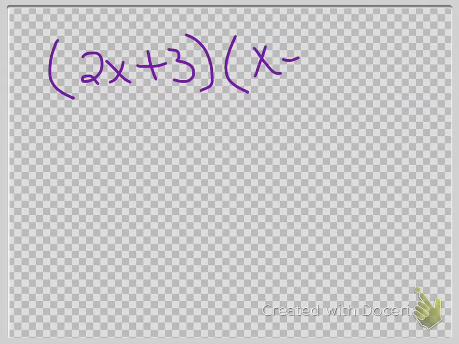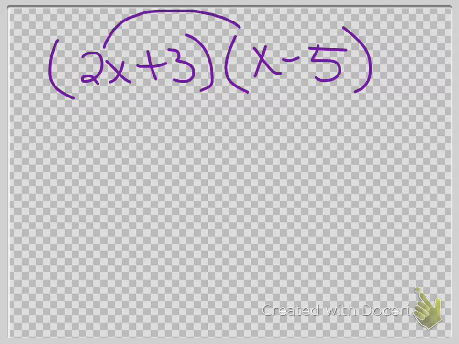So if I had 2x plus 3, that's a binomial. And I had another binomial. Let's do x minus 5, okay? All we have to do is do the distributive property 2 times. We're going to do it once for the 2x, and then next for the 3. And then we're going to combine like terms. So you had to know how to combine like terms before you could do this, okay?